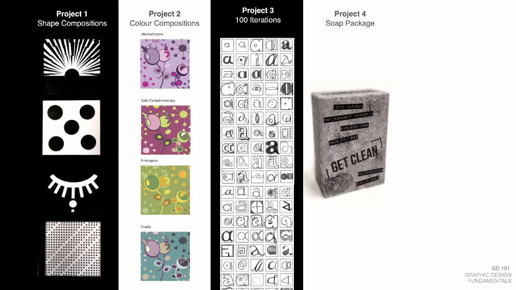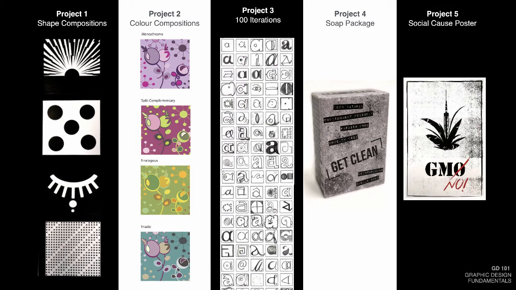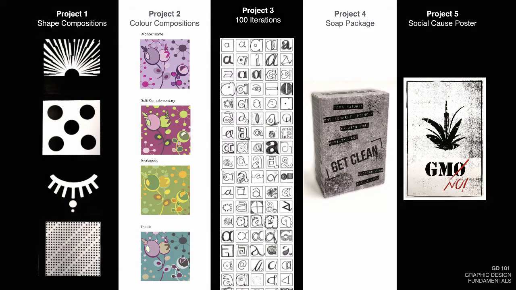In project number 4, we are going to create a soap package. The soap package is going to be created for a specific demographic, a demographic on which you're going to have to do some research so that we can come up with a design that is appealing to your potential customers. Finally, in project number 5, we are going to create a social cause poster. In this project, we are going to explore how graphic design doesn't necessarily have to be appealing or pretty to the audience.